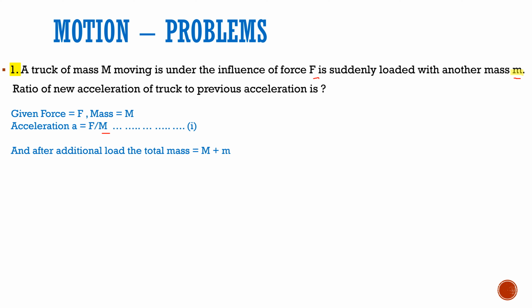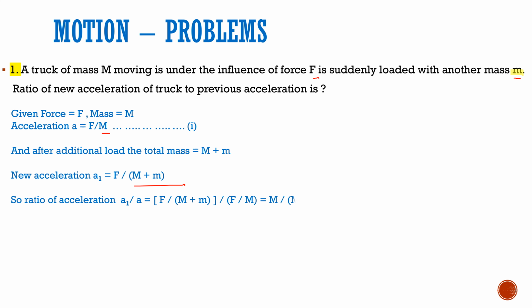So obviously there will be some impact on the acceleration, because again going back to the basic formula, F is ma. In this case, capital F is capital M plus small m into a. Nothing but the new acceleration will be F by the total mass, or F by M plus m. So this is our new acceleration. So to find the ratio, it will be a1 by a, nothing but F by M plus m divided by F by M, and we get capital M divided by M plus m. So this is the solution.